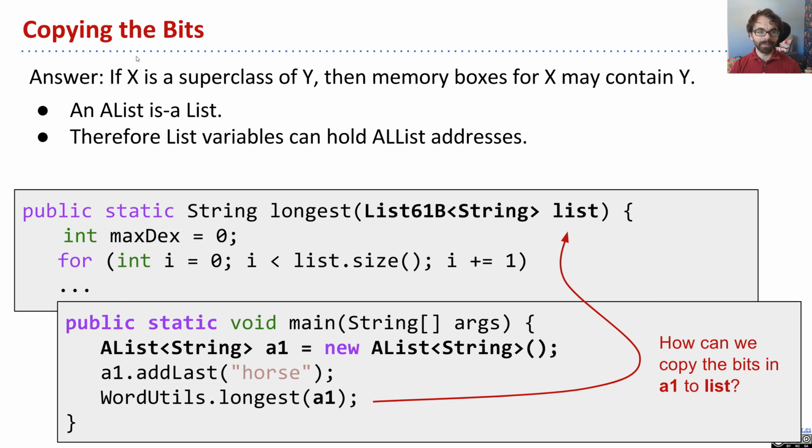The more obtuse way of putting it is that if x is a superclass of y, then memory boxes for x may contain y. Or if we want to substitute in something that makes sense, we could say if dog is a superclass of, say, poodle, then a memory box for a dog can contain a poodle. Okay? And so therefore, if we have a list variable, it can hold a list address.